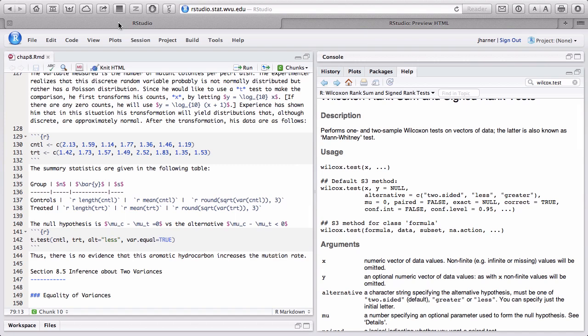And in that case, that was 7. And below it, you have the length of the treatment. And in that case, that was 8. And then I want the mean of the control and the mean of the treatment.